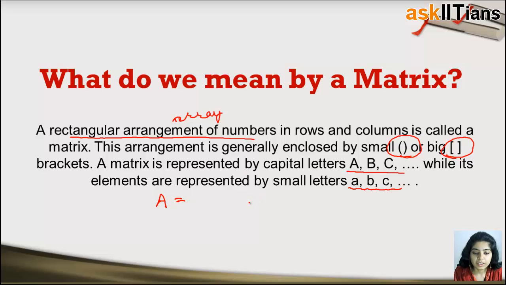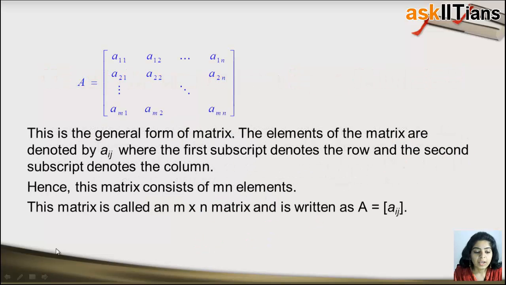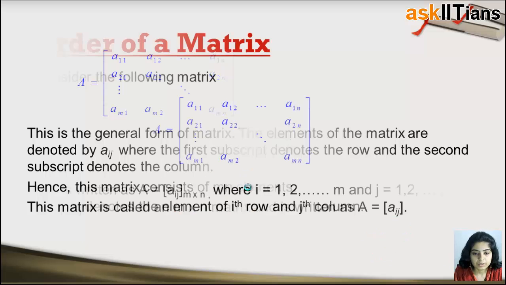So suppose I write A equal to this bracket, say a, b, c, d. This is a matrix. Or simply maybe A equal to 5, this is also a matrix. So we have an example of a matrix. This is the most general form of a matrix: A equal to a11, a12, a1n, and so on, am1, am2, amn, right? This matrix is written as A equal to [aij], where it has m rows and n columns. I will be explaining this topic in detail in the next slide. This is an m cross n matrix and consists of mn elements.